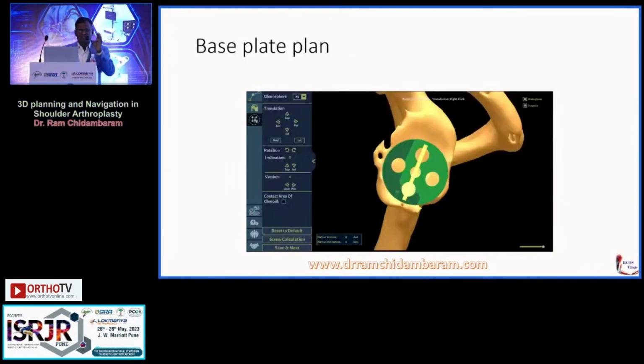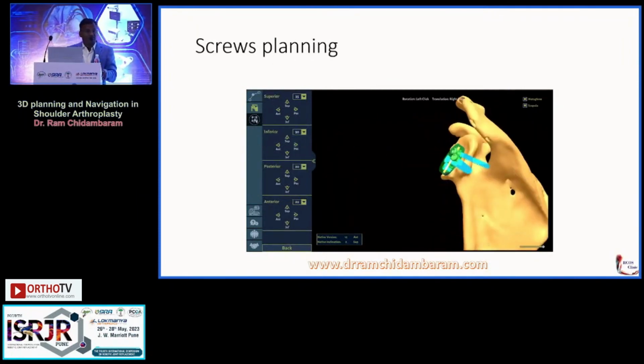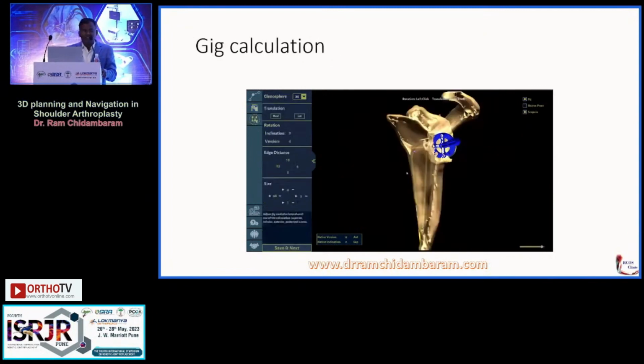And then you get the glenoid base plate. You can increase, decrease the size, and position it. It also gives an impression about how much glenoid you are taking. You can also plan the screw trajectory. And the jig available can be used as well for calculation.